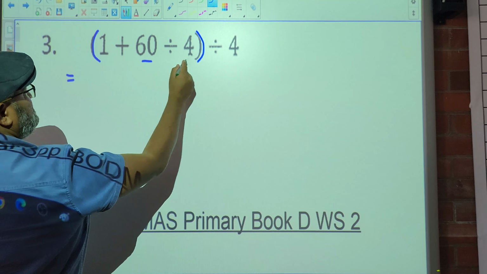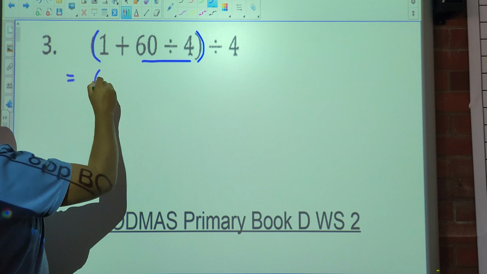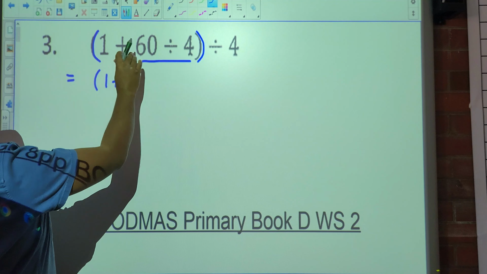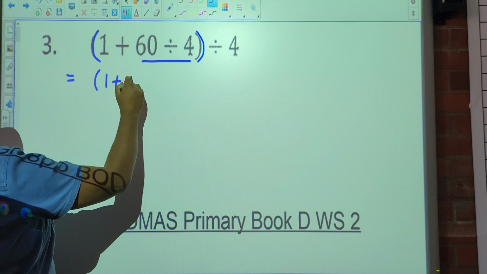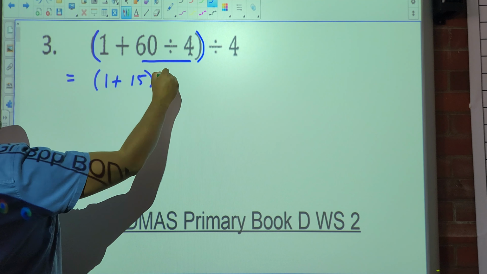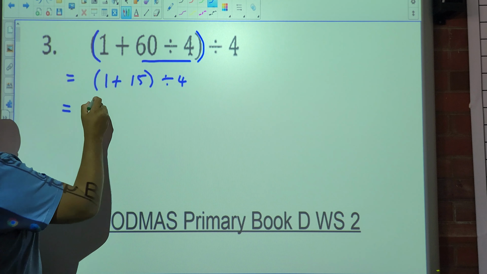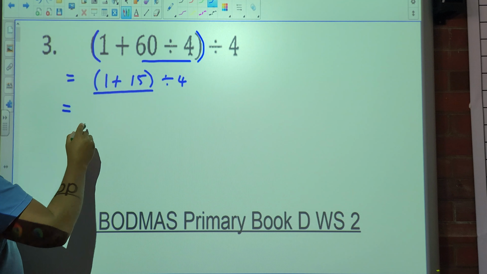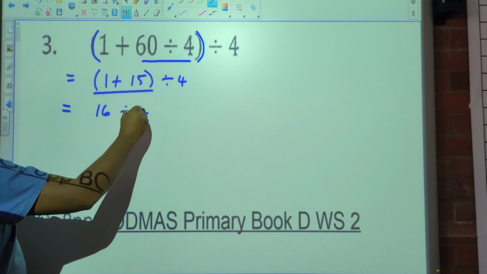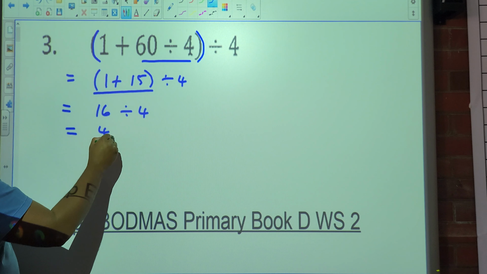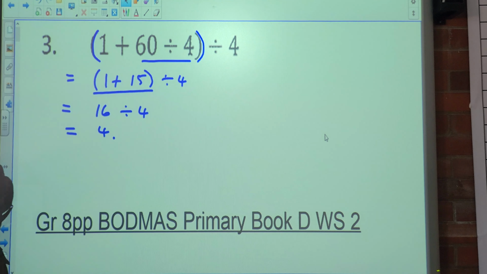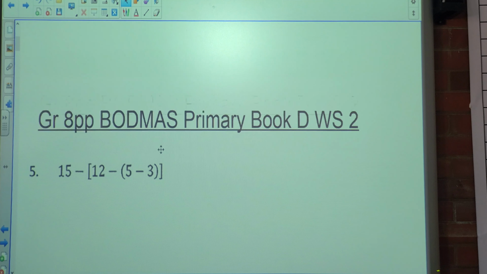Okay, so inside the bracket you must do division first. So it's going to be 1 plus... what's 60 divided by 4? 15. Now what are we going to do first? Brackets. Again, brackets. So 1 plus 15 is 16. 16 divided by 4 is 4.